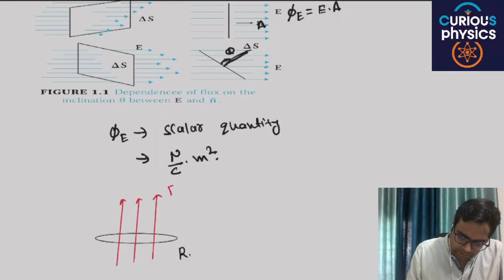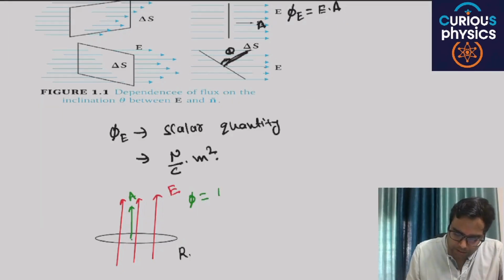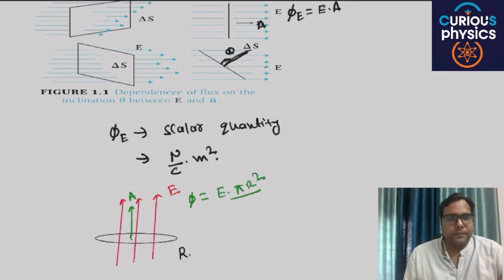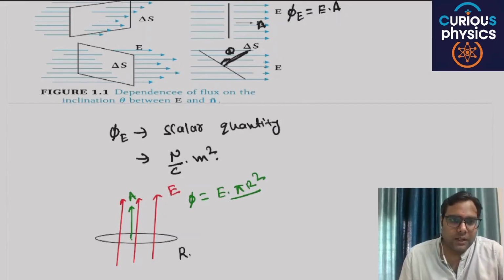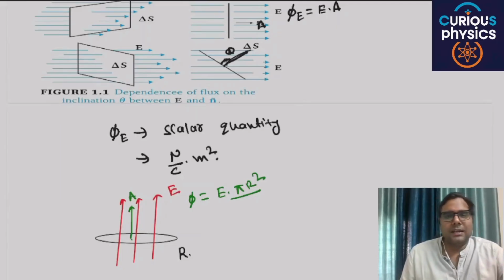Here the electric field is this, and the area vector is again perpendicular to the surface. So theta will be 0, and the electric flux is E into pi r squared. Are you getting my point? So the concept of area vector should be in your mind to understand the concept of electric flux.